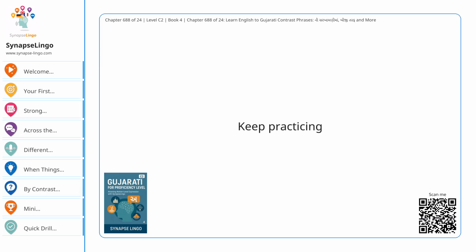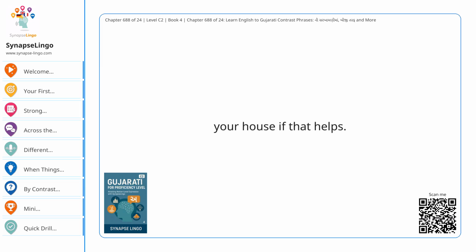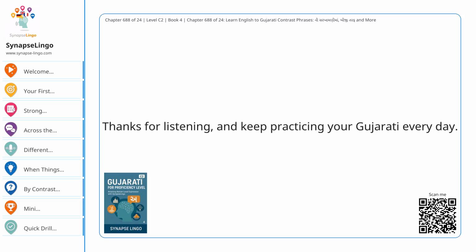Keep practicing. ની સરખામણીમાં. વિપરીત. સામે. અલગ. વિરોધમાં. તેની સરખામણીએ. And બીજી તરફ. Out loud. Use them in tiny daily sentences, compare silly things, and point at buildings. સામે your house, if that helps. Thanks for listening and keep practicing your Gujarati every day.